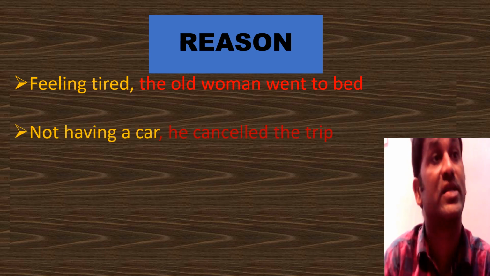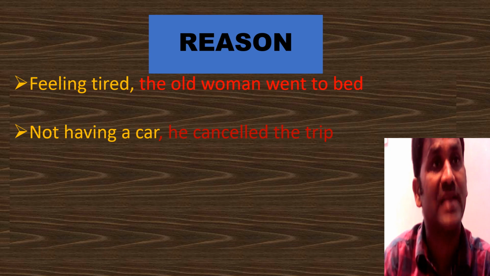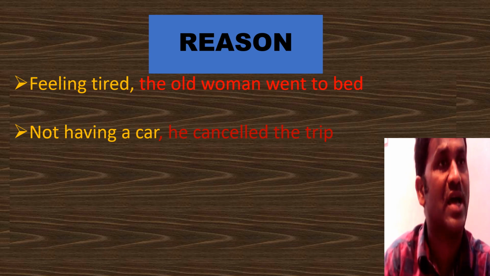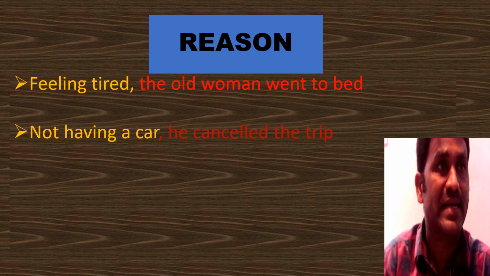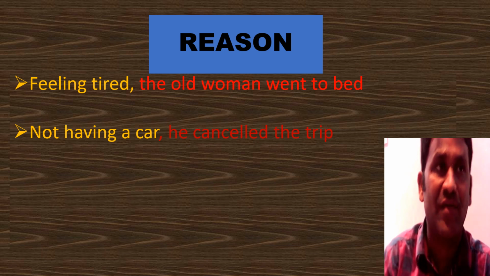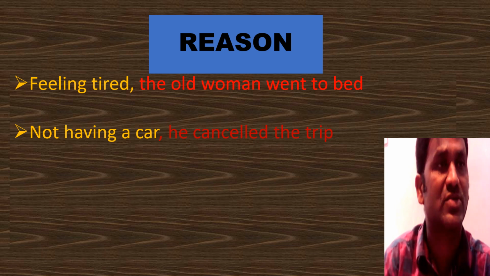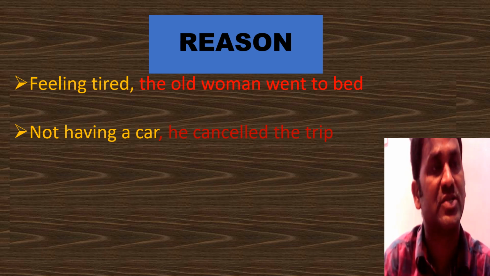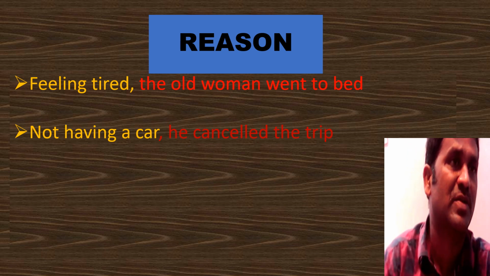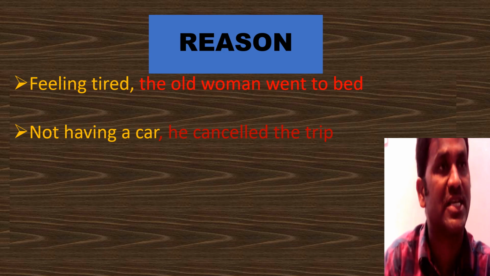Not having a car is a reason. He cancelled the trip. That means he had no car, so he cancelled the trip. He had no car is the reason. Not having a car. Remember, it is a present participle only, having. After having, if you have V3, it is called perfect participle, but it is only a present participle, not having. Have plus ing form only, V3 is not there.